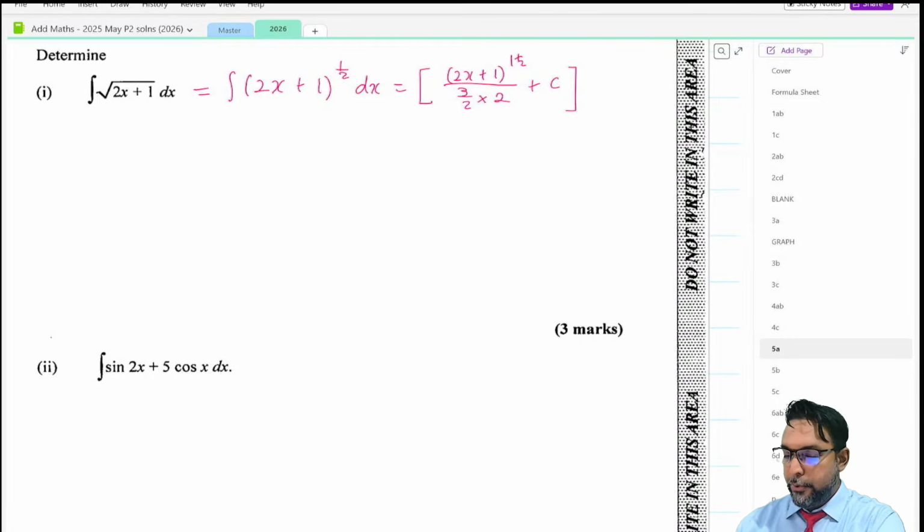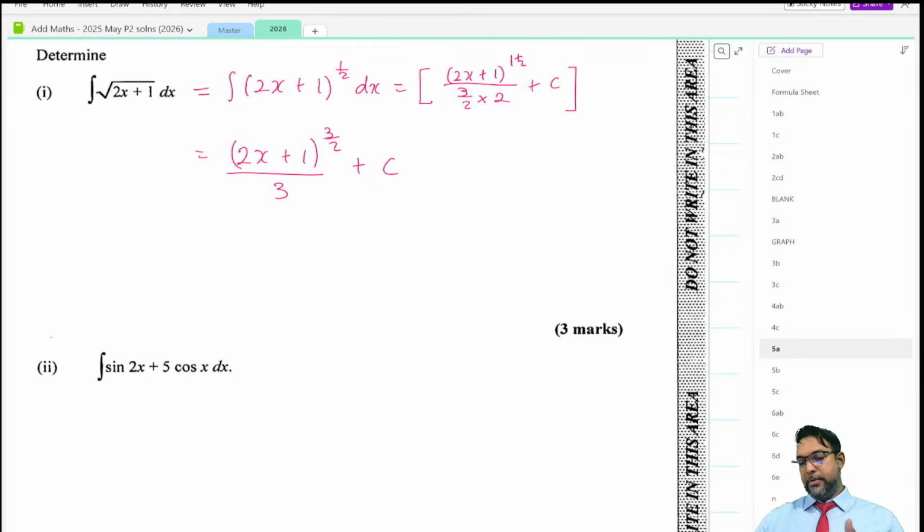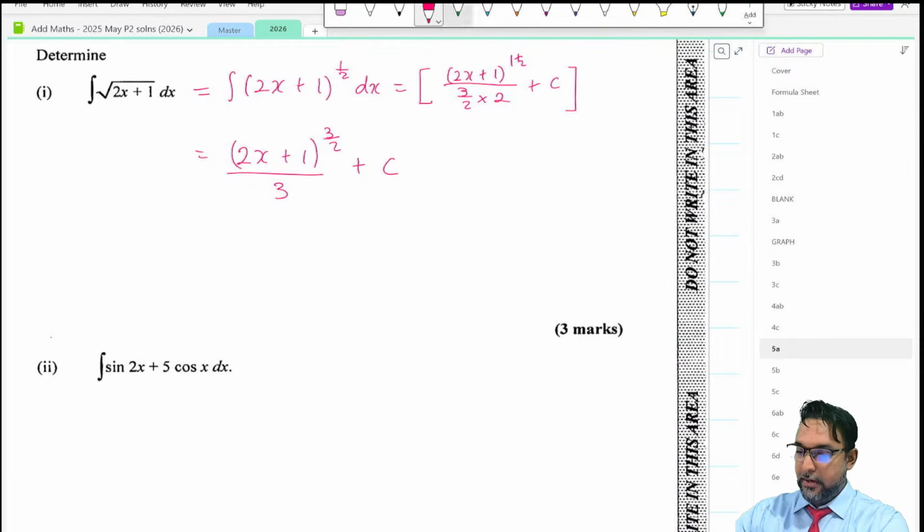So now your 3 over 2 by 2 will just cancel down to just 3. So we will have in the numerator (2x+1) to the power 3 over 2, over 3, and then plus c. Other ways you could express it, you could put 1/3 of the (2x+1) to the power 3 over 2. You could put the square root of 2x+1 cubed, the cube of the root of, all kind of thing. Anyhow, that's 3 marks there. All right, no problem.